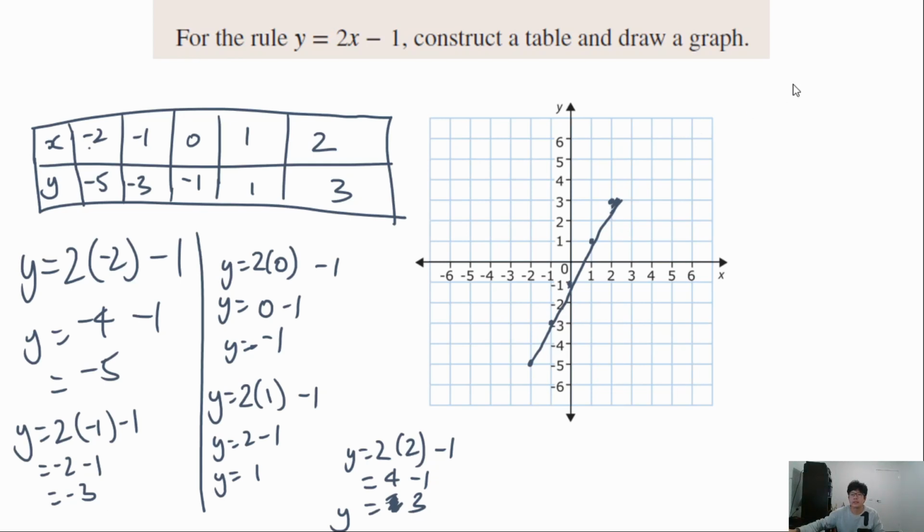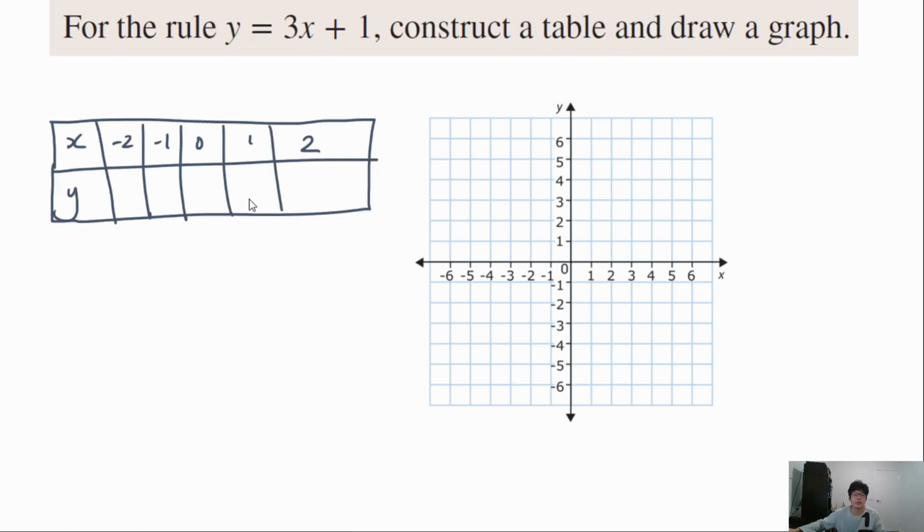So there's one last thing we need to include in this graph. This rule isn't limited to just the x coordinates negative 2 and 2. It can extend beyond that. So I need to indicate that by extending the line a bit beyond those points and drawing arrows on either end, just indicating that the straight line continues on.